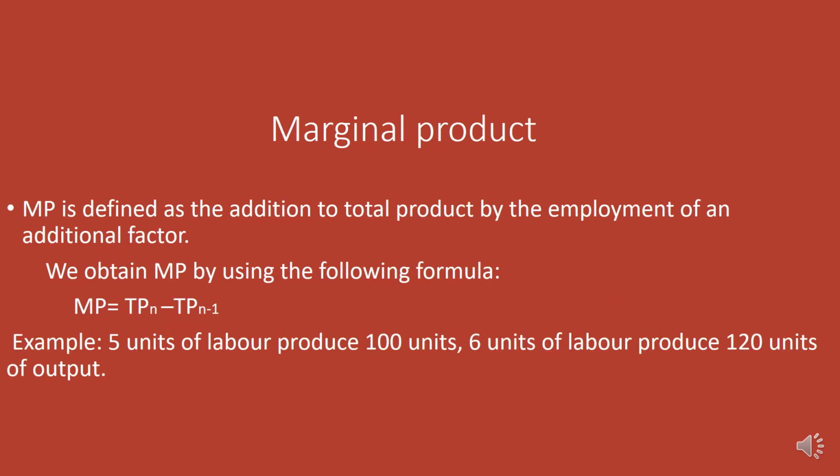Next, marginal product. Marginal is nothing but the extra production. So here MP is defined as the addition to total product by the employment of an additional factor. Let's take an example. 5 units of laborers producing 100 units of paddy and 6 units of laborers producing 120 units of paddy. So 120 minus 100. So the marginal product here is 20 units.